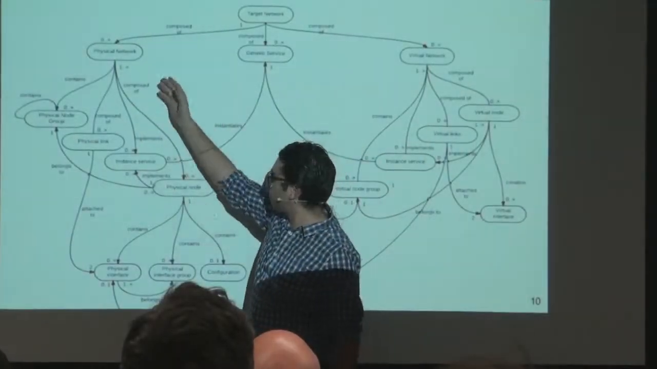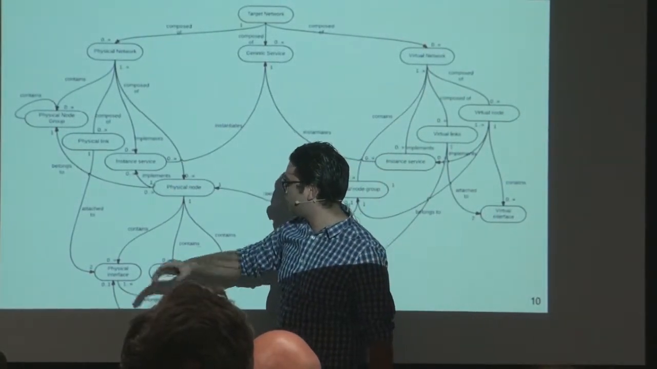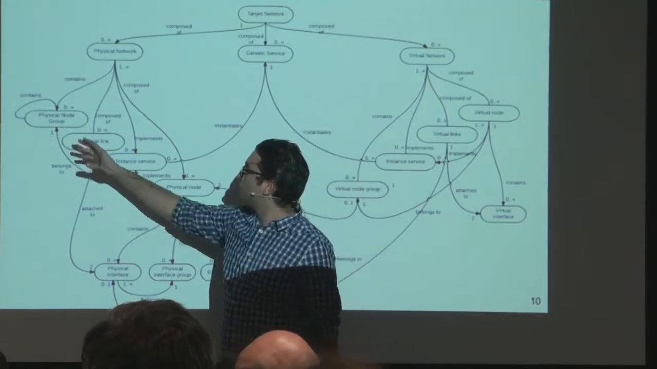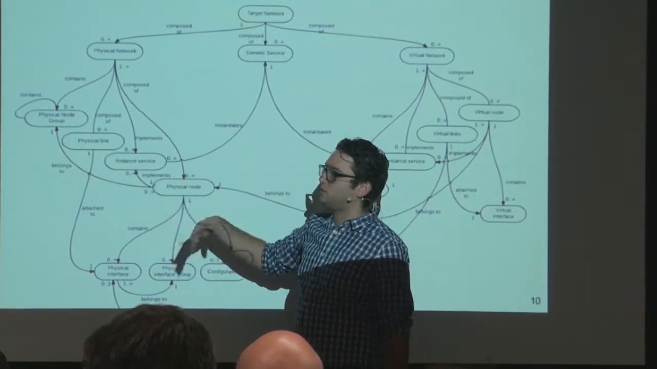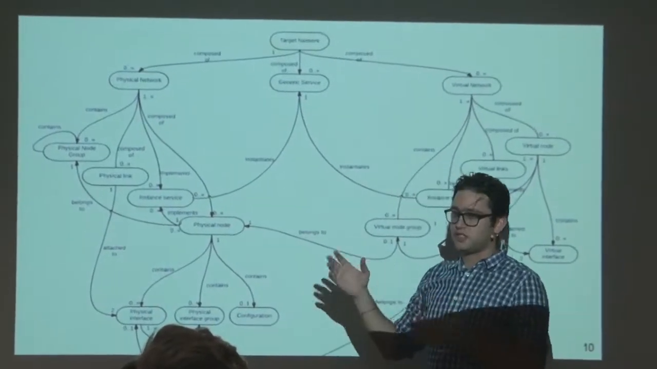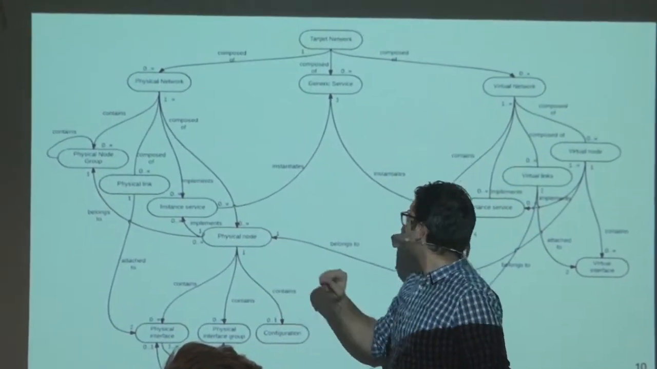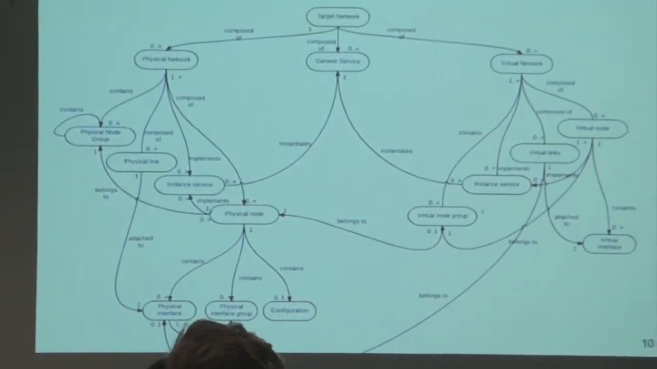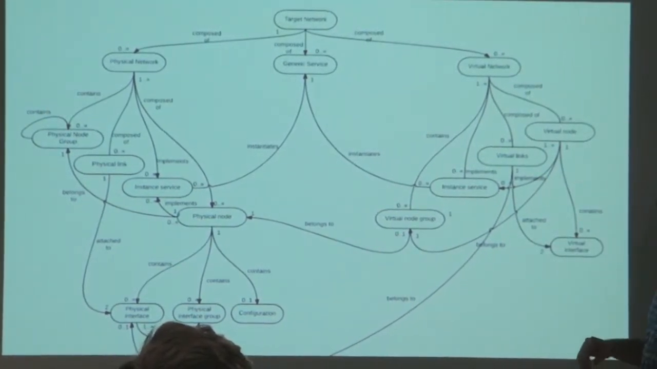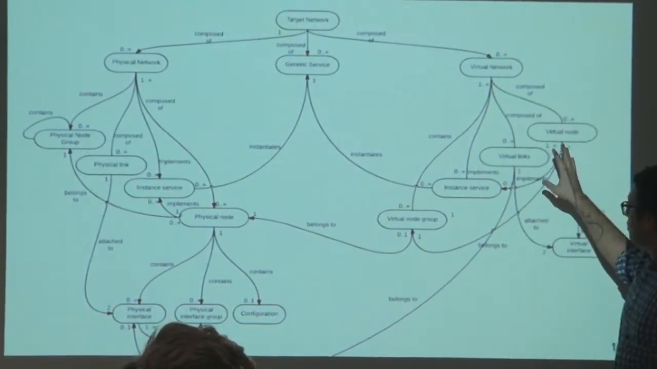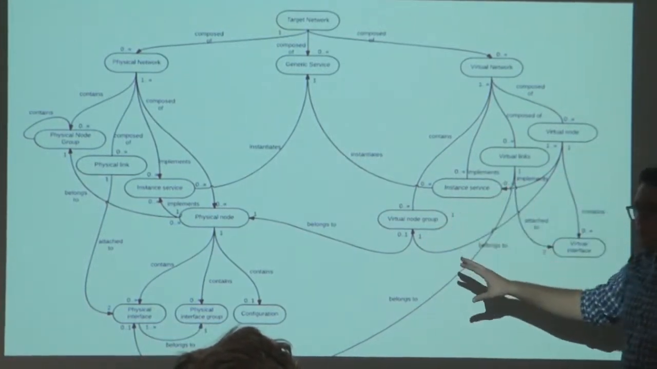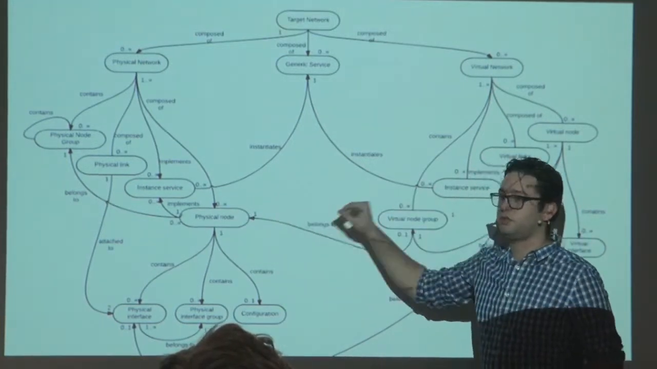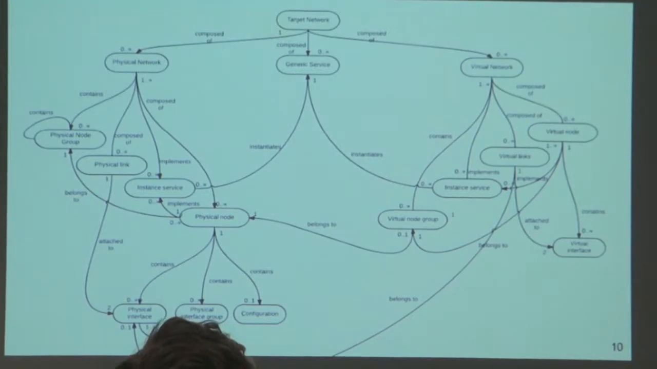The physical network contains multiple physical nodes, which are connected by physical interfaces and physical links. We have also a physical node group that represents a blade or chassis or whatever. And for the virtual network, we have multiple virtual nodes that are interconnected with virtual links and virtual interfaces. These virtual nodes can be regrouped in a virtual node group, which belongs to a physical node. This is the mapping between the virtual and the physical infrastructure.